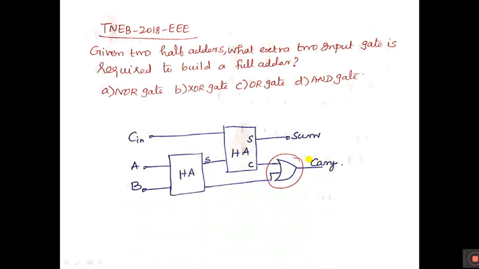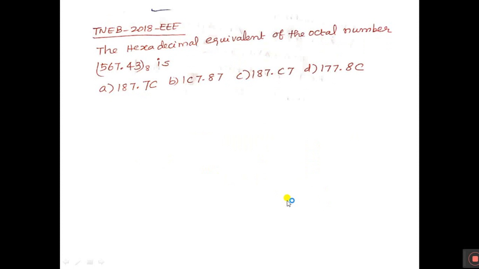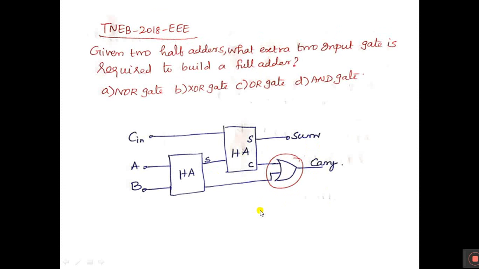Even if we have the knowledge, at the time of examination it will make a little bit of confusion. Right? So the answer: a full adder is built with two half adders. By combining these two half adders, we need to use one OR gate. So the final answer is option C. Option C is the final answer for this question. Basic questions only they ask.